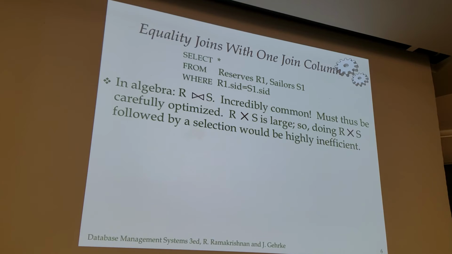Sometimes you do things where you're combining two tables together and the predicate might not be equality. In 99.9% of the cases, it is an equijoin. So that's really, really important as a focus. It's not the only case, but it's ridiculously important.